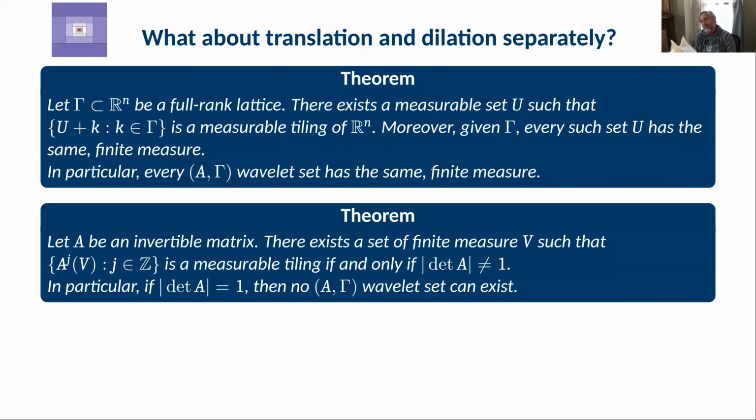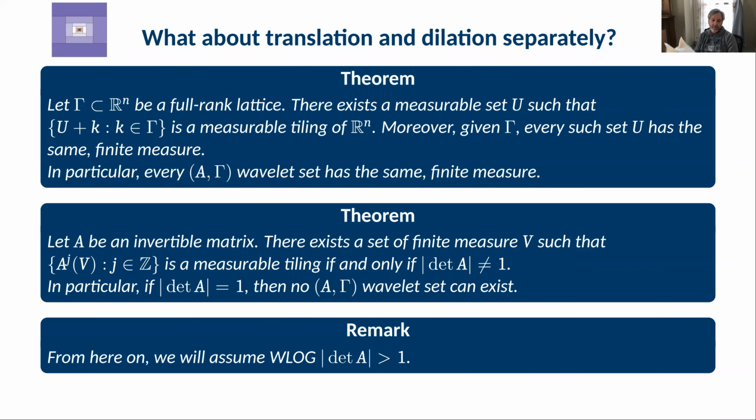So for which invertible matrices do you have a set of finite measure that is a measurable tiling? It turns out that's if and only if the determinant of A is not equal to 1. So the first condition is that if the determinant of A is equal to 1, then we cannot get a wavelet set. That is the first observation. From here on out, we're just going to assume the determinant is bigger than 1, because remember, it's symmetric with A and A inverse. So we can just assume the determinant of A is bigger than 1 rather than less than 1.